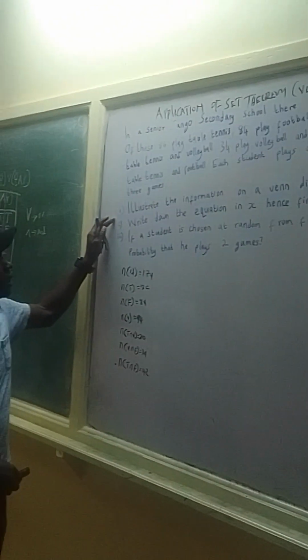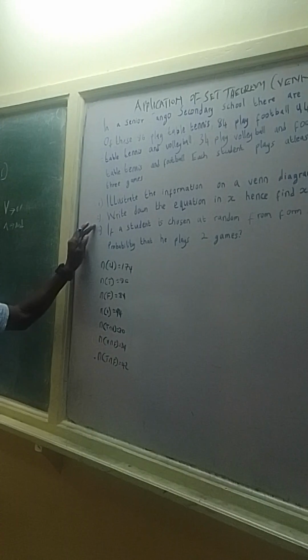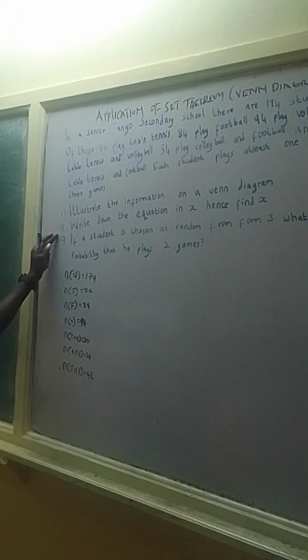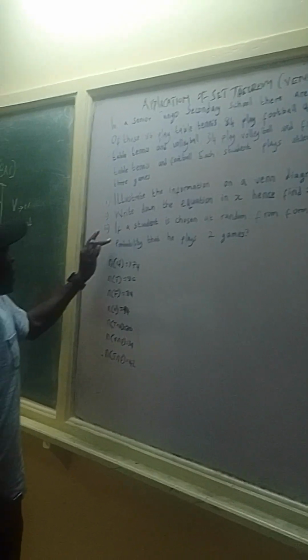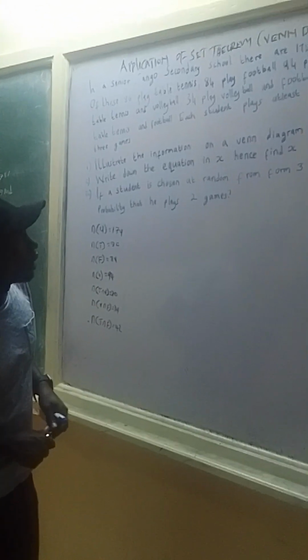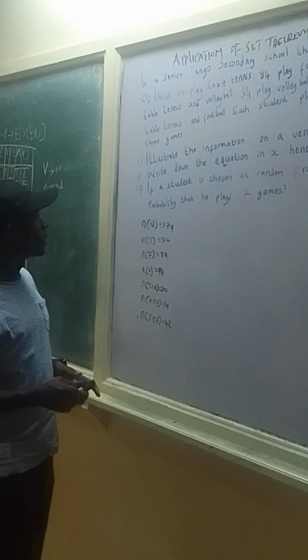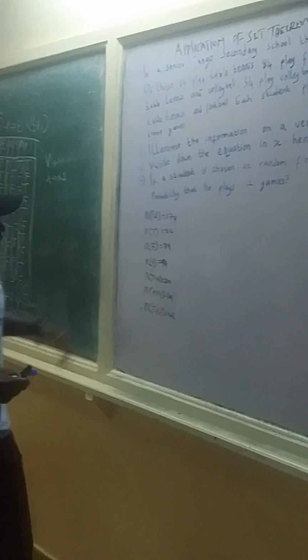Each student plays at least one of the 3 games. So we have to illustrate this information on a Venn diagram. Then Roman 2, write down the equation in x and find x. If a student is chosen from Form 3, what is the probability that he plays 2 games? So here we have to arrange this.